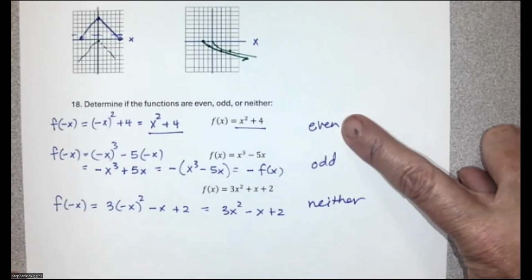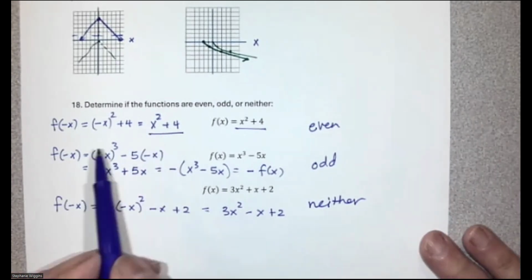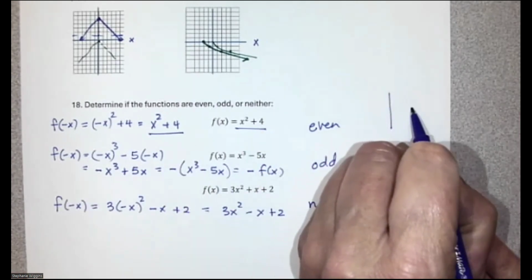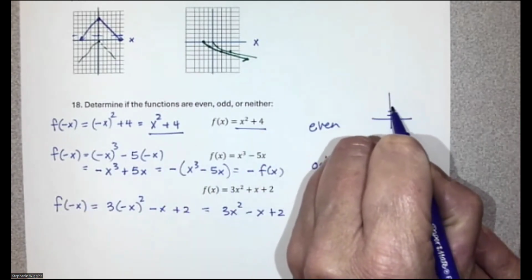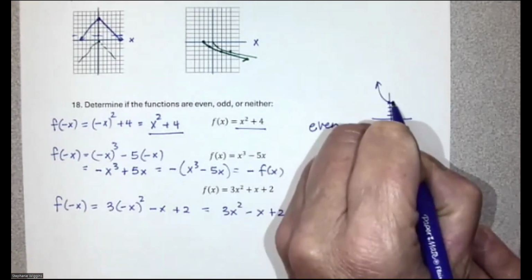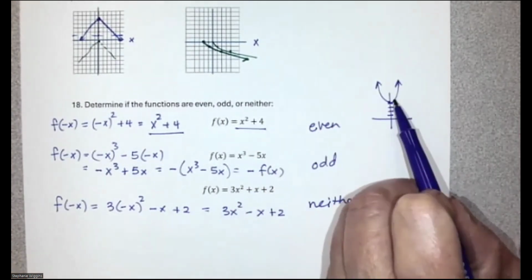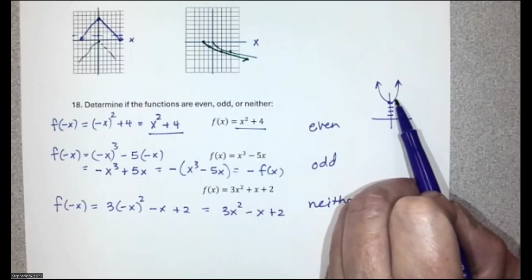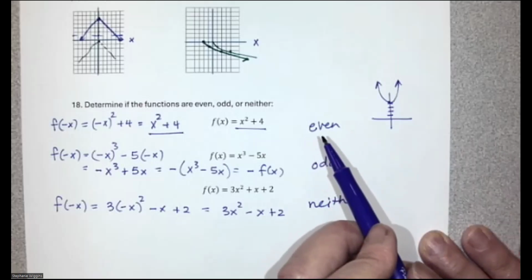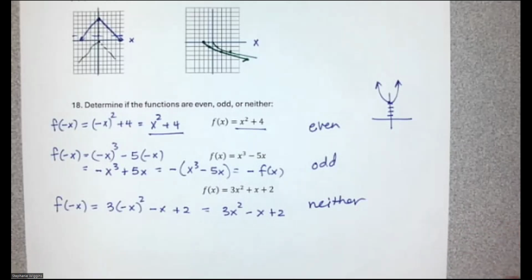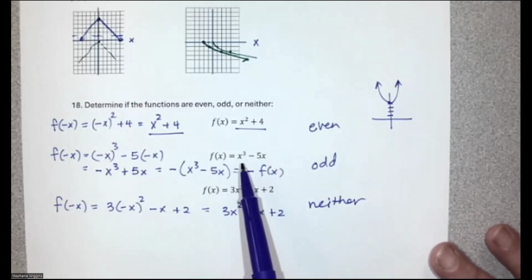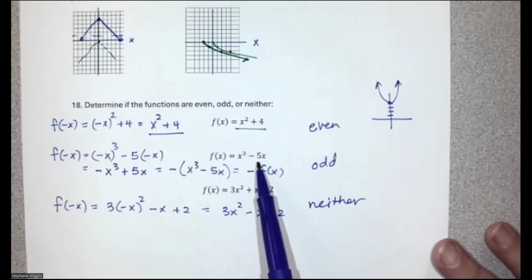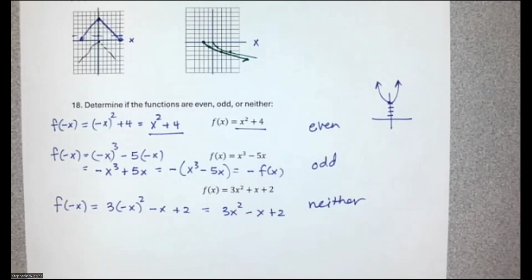Even functions are symmetric with respect to the y-axis. So this function, x squared plus 4, is a parabola. And if I reflect it across the y-axis, I'm going to get the identical function. So that's true for even functions. And then here, minus x cubed minus 5x. Let me go ahead and share my screen and we'll take a look at Desmos to do this.